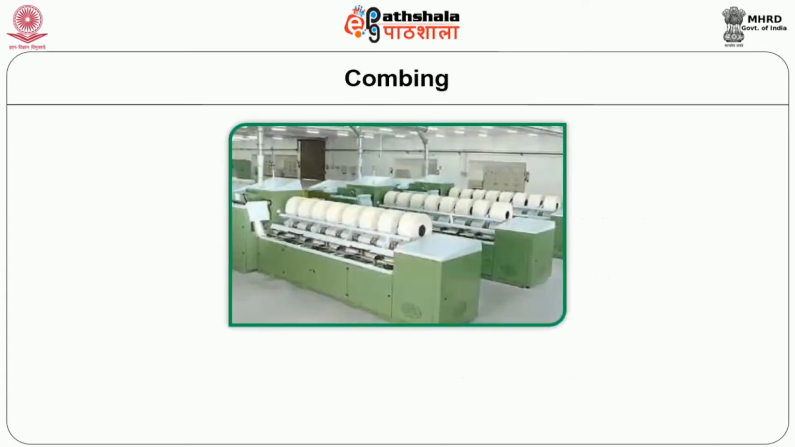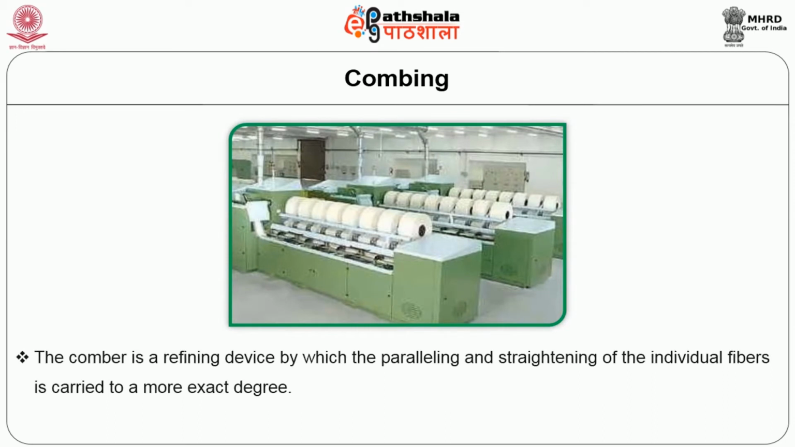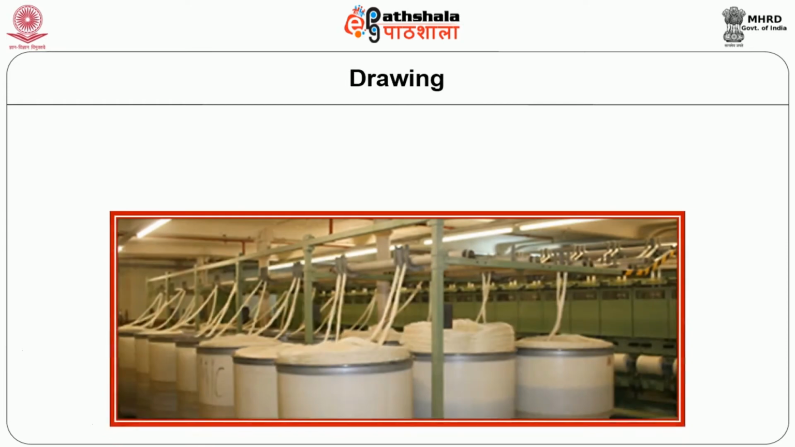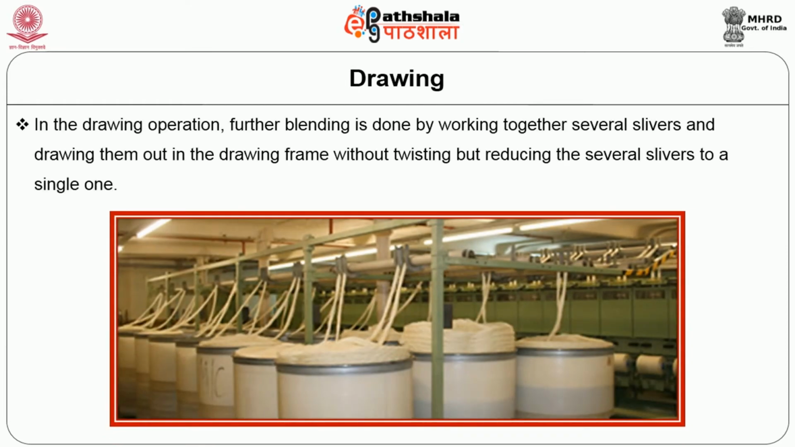Next stage is combing. The comber is a refining device by which paralleling and straightening of the individual fibers is carried out to a more exact degree. The longer fibers are again formed into a sliver known as comb sliver. Drawing. In the drawing operation, further blending is done by working together several slivers and drawing them out in the drawing frame without twisting, but reducing the several slivers to a single one.